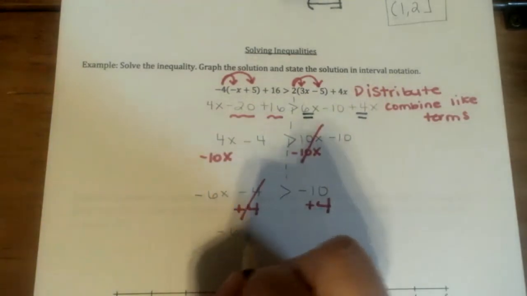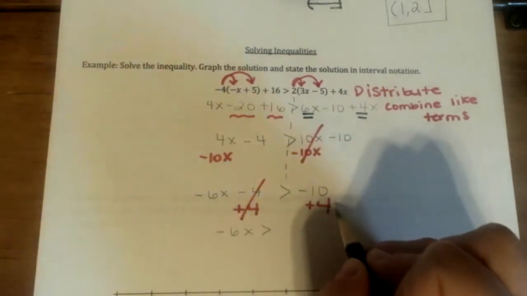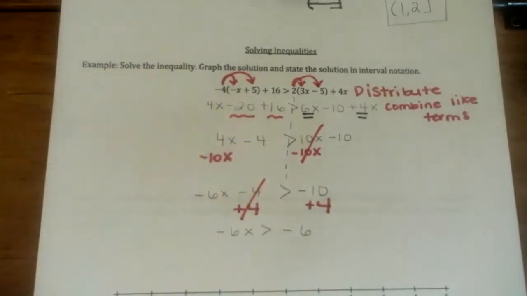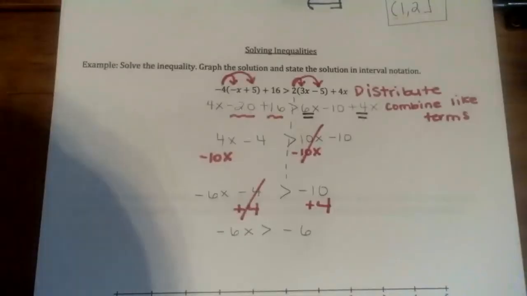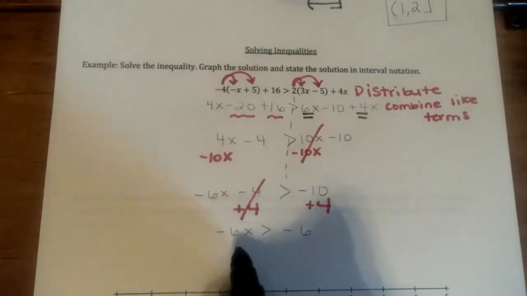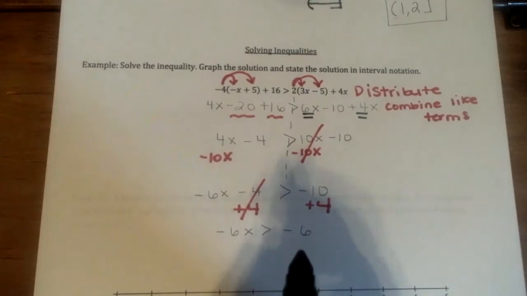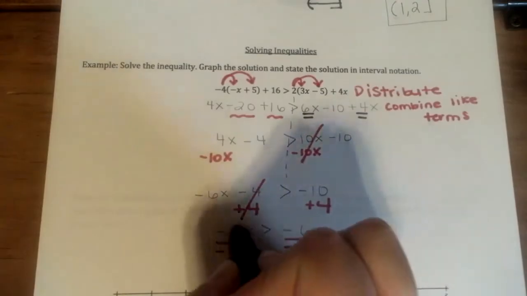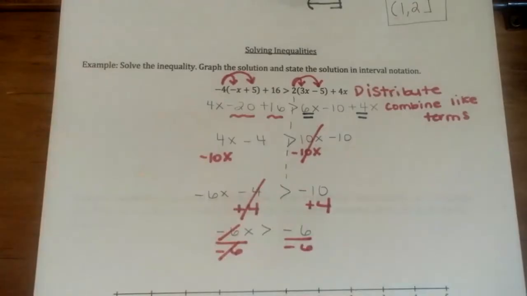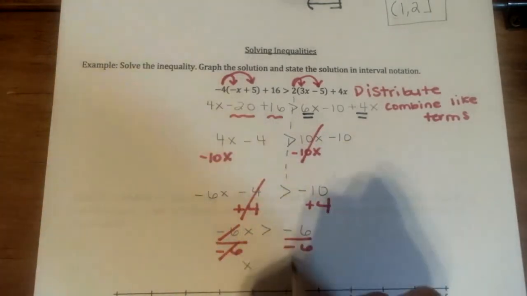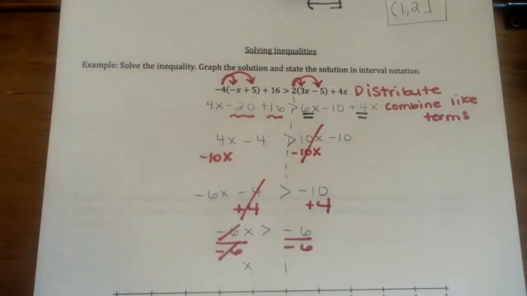We are left over with negative 6x is greater than negative 10 plus 4. Negative 10 plus 4 would give us negative 6. Use your calculator if you need to. Don't make a little mistake like that. Getting x by itself, we're almost done. It's negative 6 times x. So let's do the opposite to move the negative 6 to the other side of the equation. The opposite of negative 6 times x would be to divide both sides by negative 6. So negative 6 divided by negative 6 cancels out. We're left over with 1x, or just x. On the other side, we have negative 6 divided by negative 6, which is 1. Notice I didn't write the symbol yet.